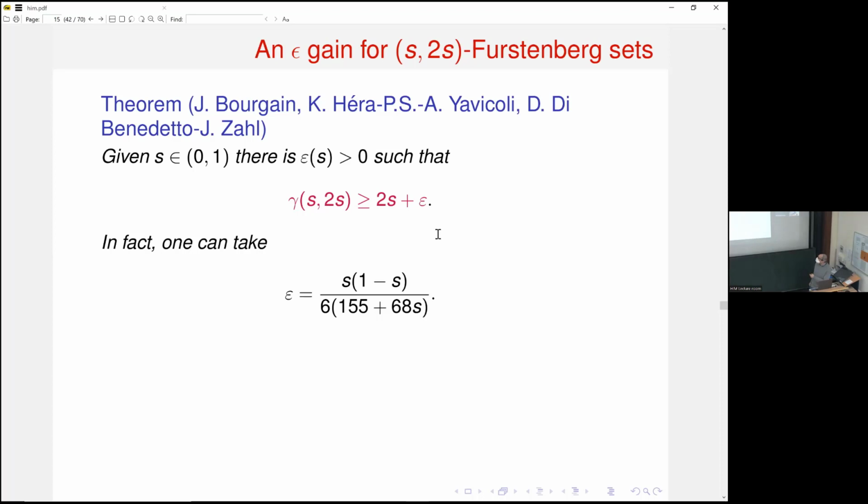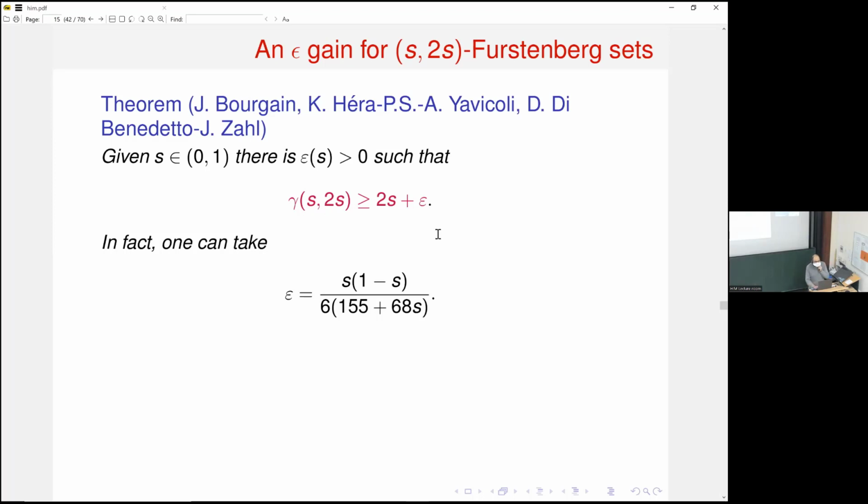So in particular, one half classical Furstenberg sets are special. In that case, 2S is 1. So we're in the realm of classical Furstenberg sets. Recall that for any S less than or equal to T, gamma of S,T is at least 2S. This can be improved by an epsilon for S,2S Furstenberg sets.